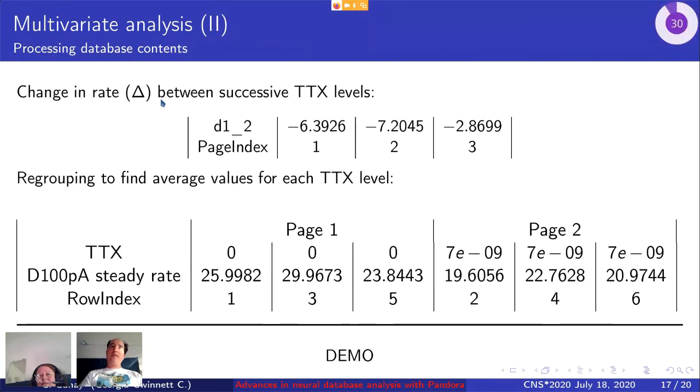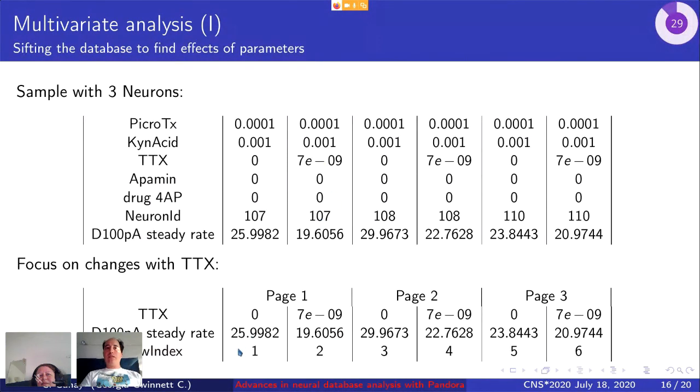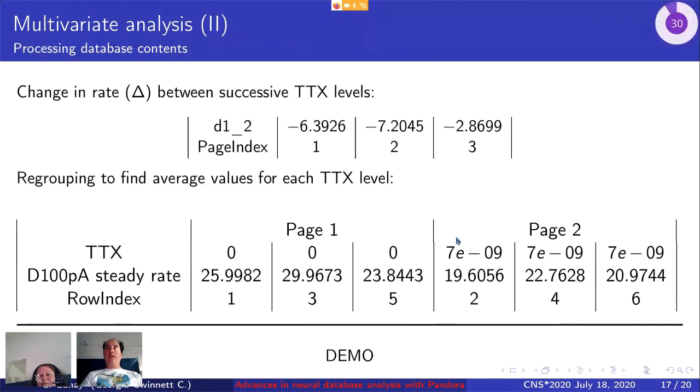And once you have the three-dimensional matrix, you can do change in rate. For example, we had those three pages. What was the change in rate in each of them? Going back, the rate was going from 25 to 19, so that's negative. 29 to 22, also negative, and 22 to 20. If we go next, we see those numbers, the difference from 1 to 2.